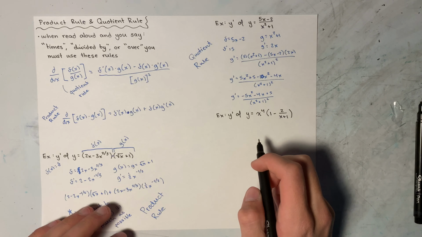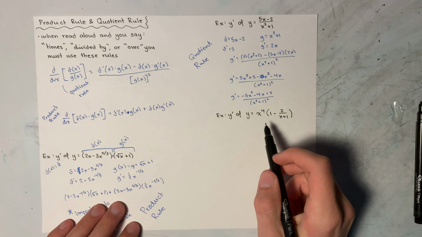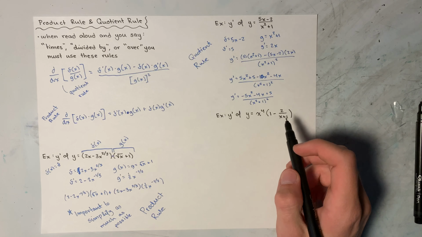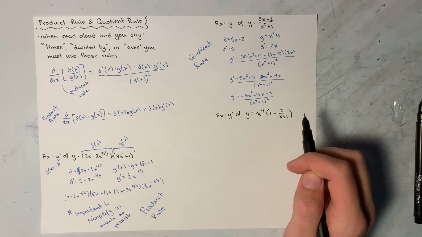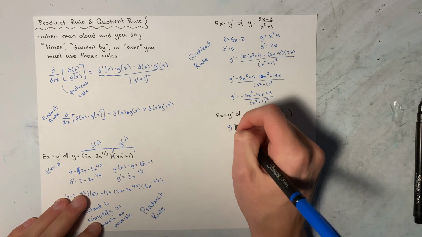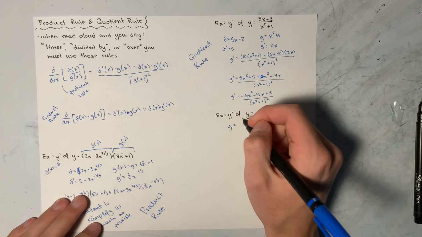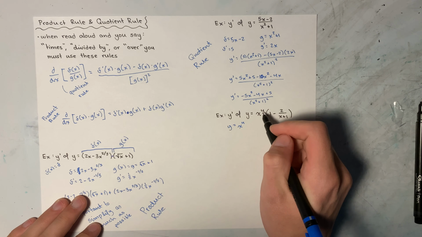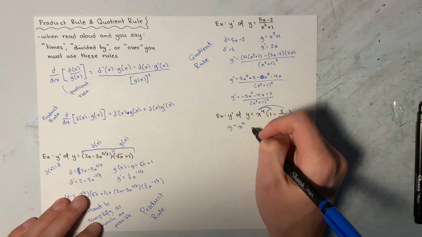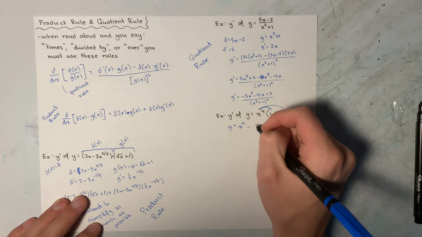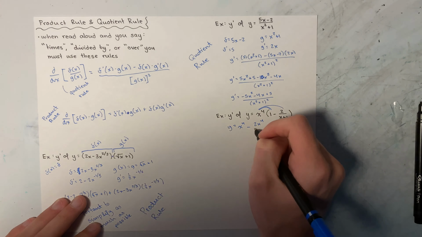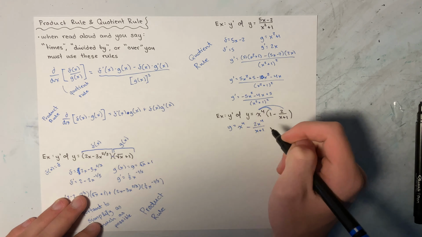All right, so now we're going to try and figure out this one. So this one, we want to find a derivative of y equals x to the 4th times 1 minus 2 divided by x plus 1. So we can rewrite this as y is equal to x to the 4th, if we distribute, if we FOIL the x to the 4th in. So x to the 4th minus 2x to the 4th divided by x plus 1.